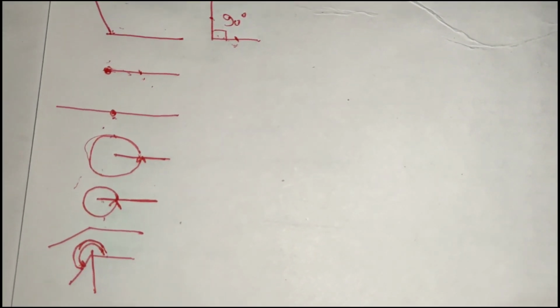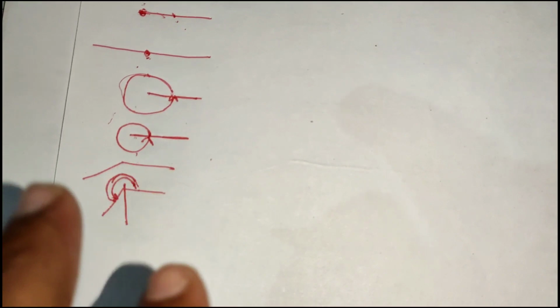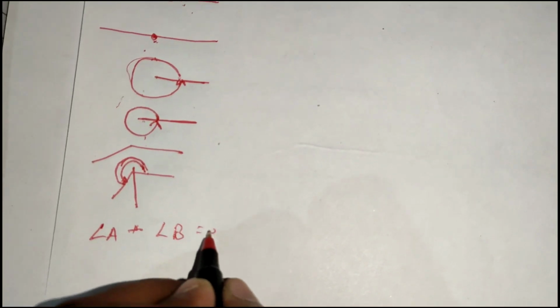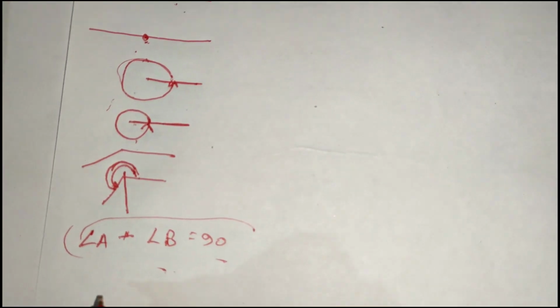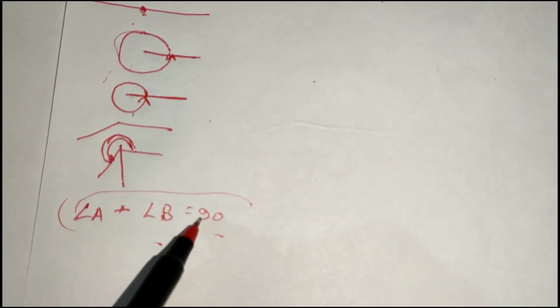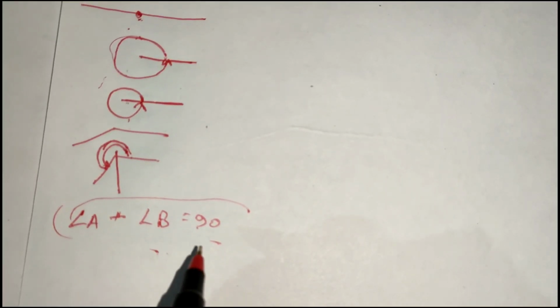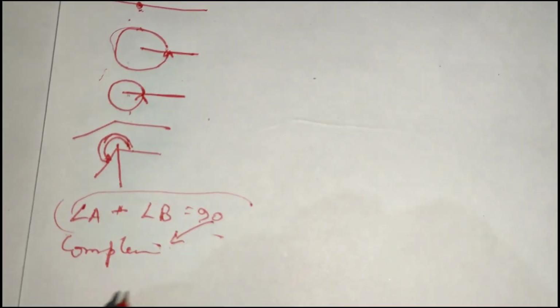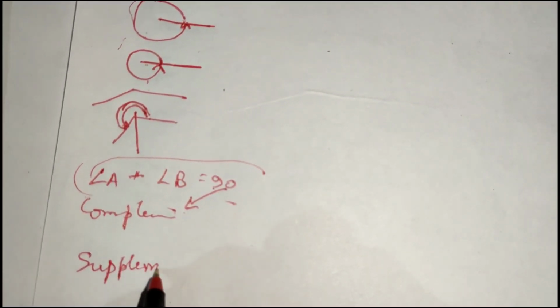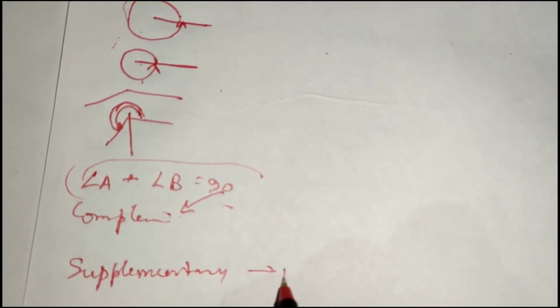Now there is something called a complementary angle. The complementary angles are the angles whose sum is 90 degrees. These are always two angles. So if one angle is angle A and another angle is angle B, their sum would be 90 degrees, and then we will call these two complementary angles. And in the case of supplementary angles, the difference is that their sum is 180 degrees, not 90 degrees. So complementary is 90 degrees and supplementary sum is 180 degrees.